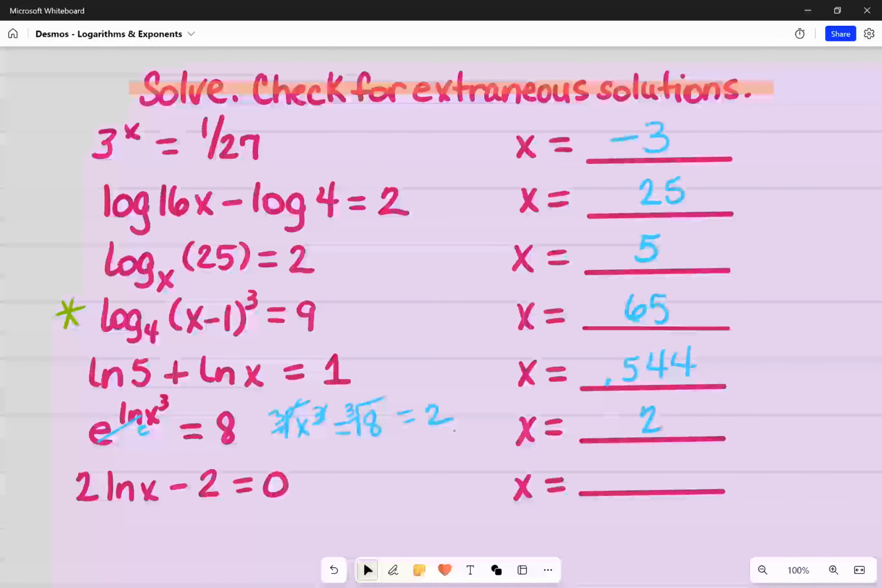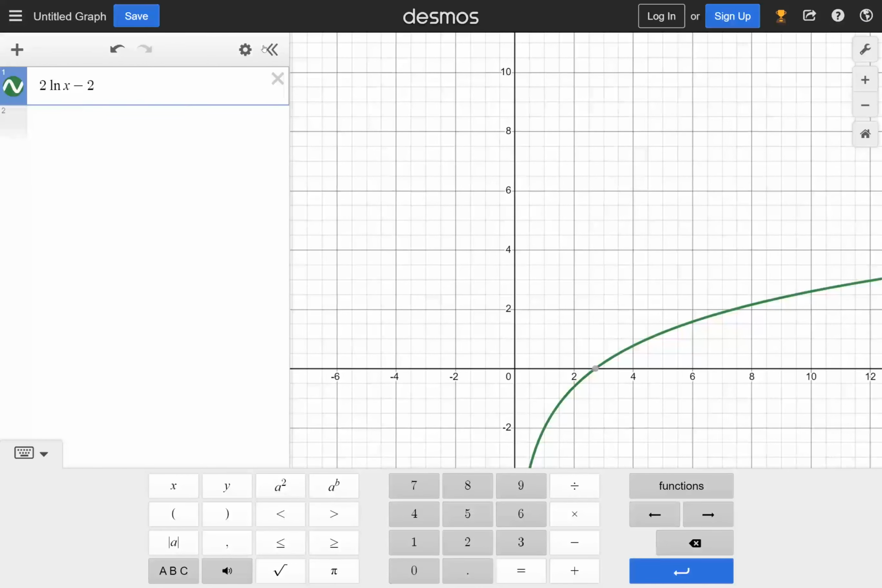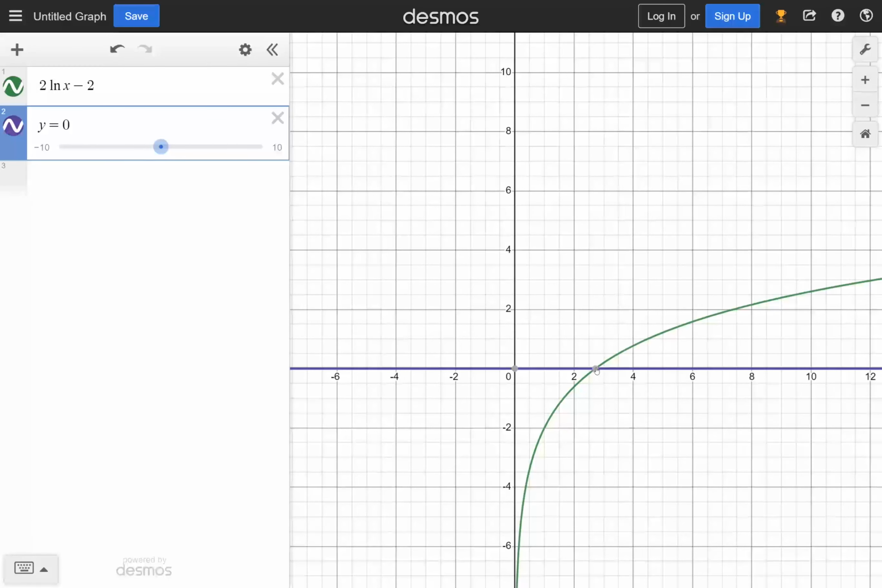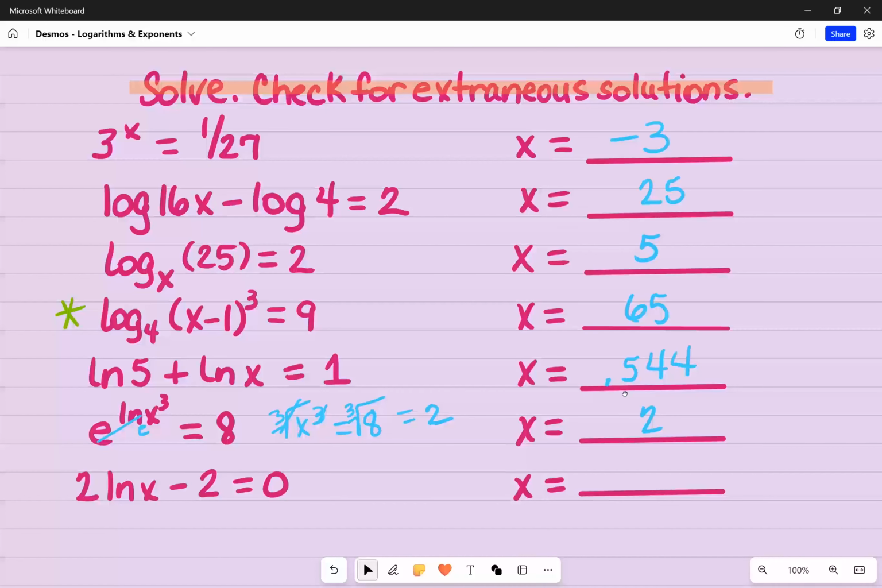All right, so the last example, I'm going to type in 2 natural log x minus 2, and it's set equal to 0. So again, y equals 0. And I see where the purple and the green intersect. It says when y is 0, that x is 2.718. Now, if you recognize this number, it's kind of like pi is 3.1415, so on and so forth. You should recognize this actually is the value for e. So for your x value, you could either go ahead and write 2.718, or you can simply say e, because it means the same thing.